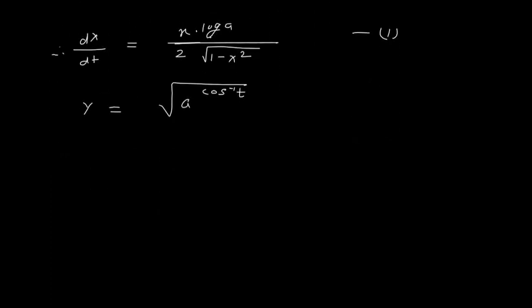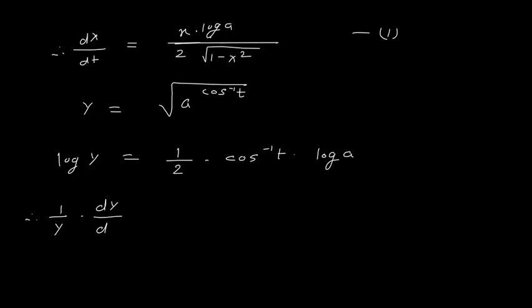Similarly, we have y is equal to square root of a power cos inverse t. So here also we apply log. So we have log y is equal to 1 upon 2 into cos inverse t into log a. This is log y. So therefore we have 1 upon y into dy upon dt is equal to 1 upon 2 log a into derivative of cos inverse t, which is minus 1 upon root of 1 minus t square.